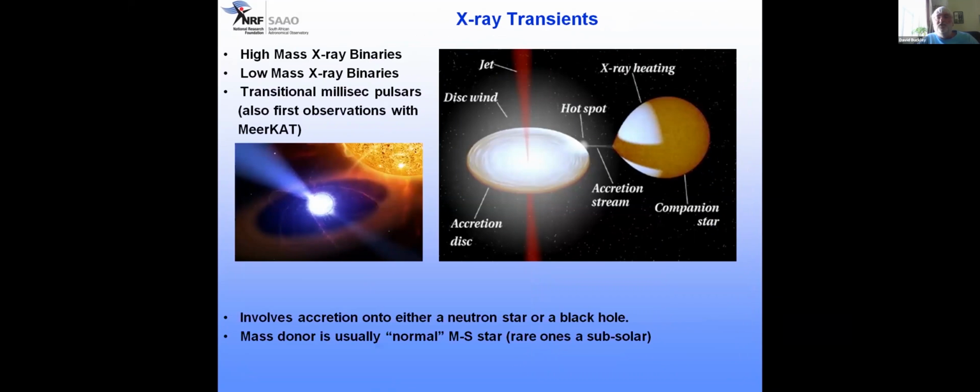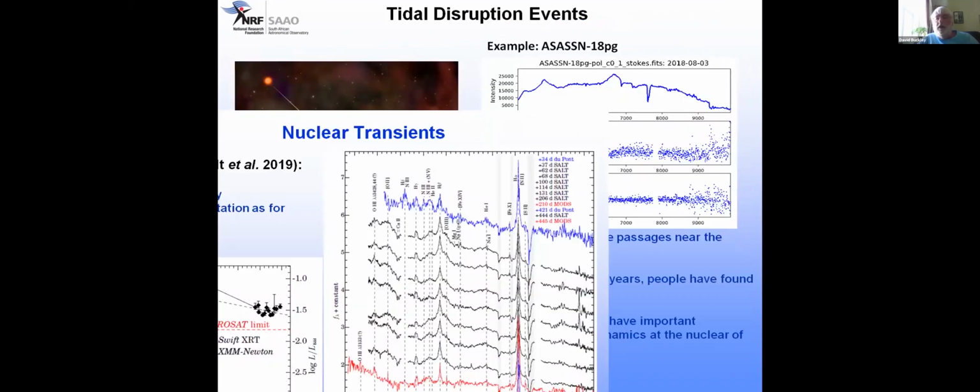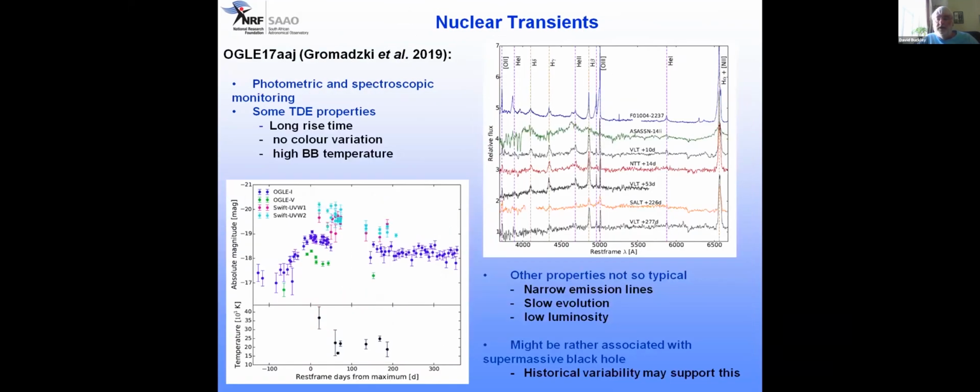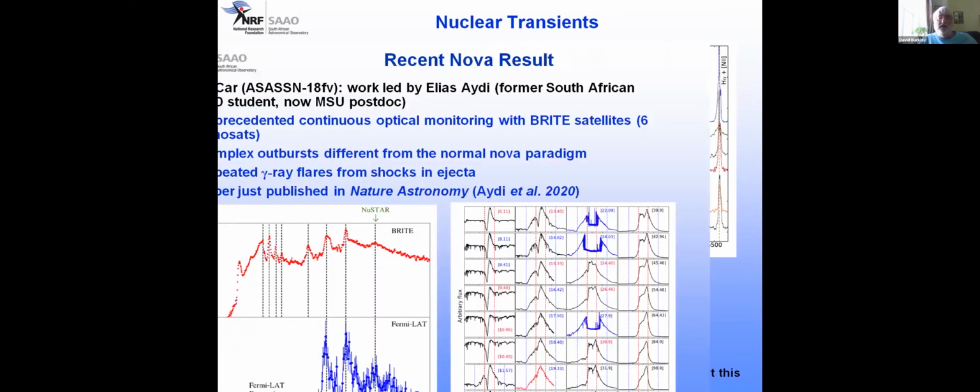So here's an example. This is rest days from maximum. So you can see here that this started to brighten, and this is even 100 days, so quite slow stuff.